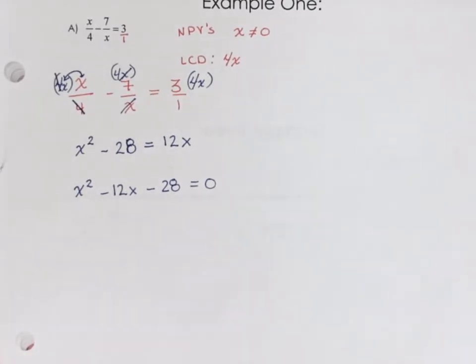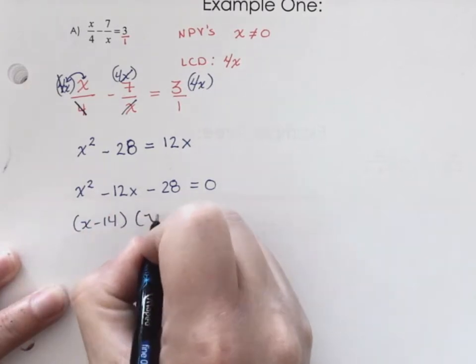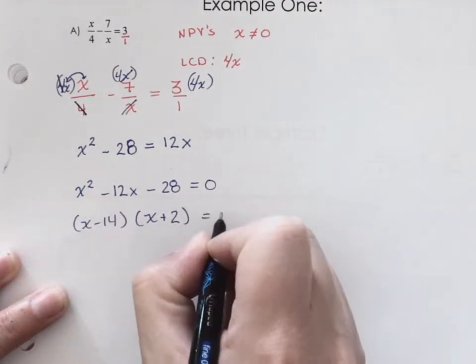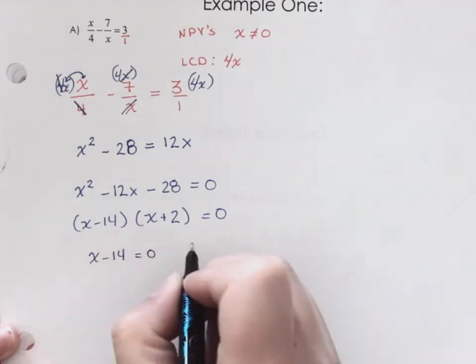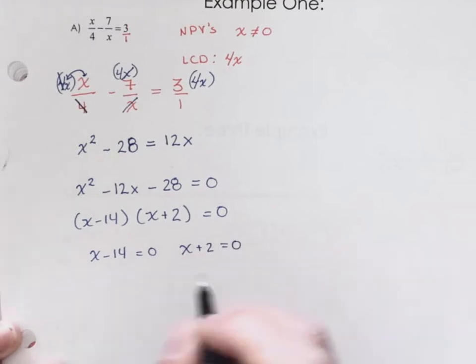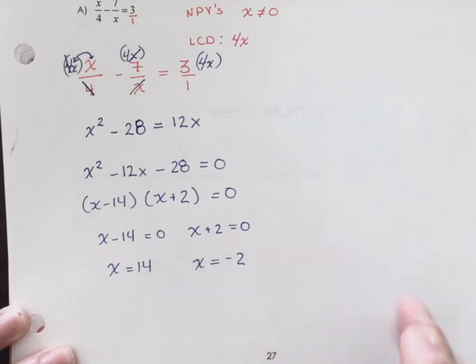All right. Now I got to factor it. So what are the factors of negative 28 that will add up to a negative 12? 14 and 2. And which one's the negative? The 14. So I'm going to have x minus 14, and I'm going to have x plus 2 equals 0. And so if I solve these, x equals 14 and x equals negative 2.